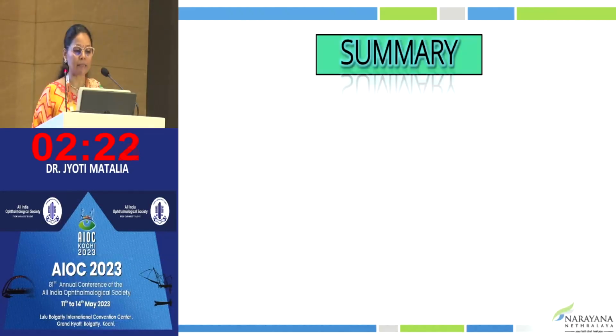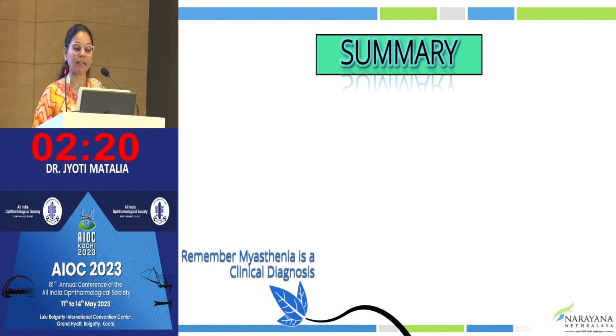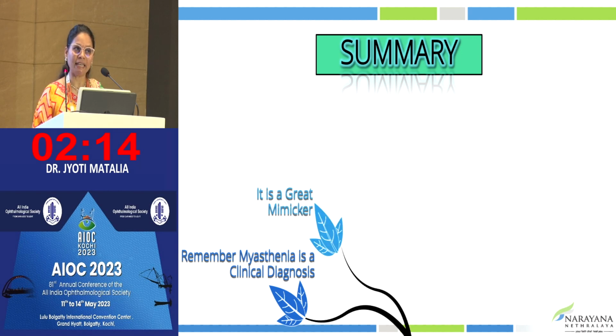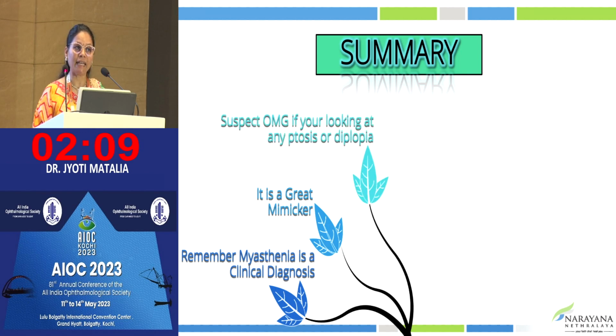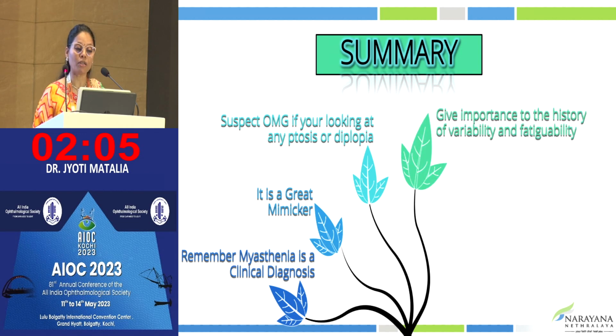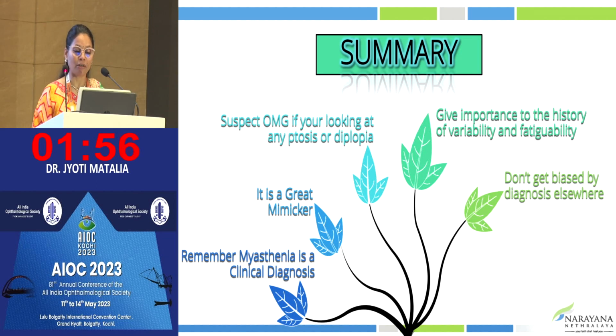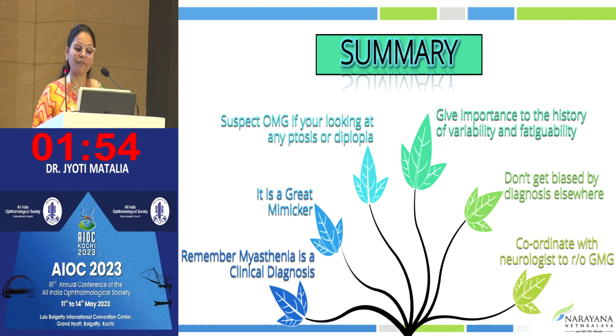Hence, to summarize, ocular myasthenia gravis is a clinical diagnosis when you have a good history and examination findings. Remember, it's a great mimicker, so in any case, keep that in the back of your mind. If you're looking at any case of ptosis or diplopia that is not fitting into any diagnosis, give importance to the history of variability and fatigability, look at photographs, and ask for a good history from parents, especially in children. And remember, don't get biased by a diagnosis made elsewhere. Coordinate with the neurologist to rule out any generalized myasthenia.